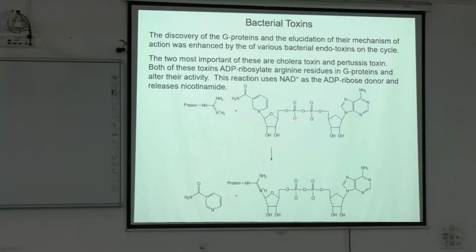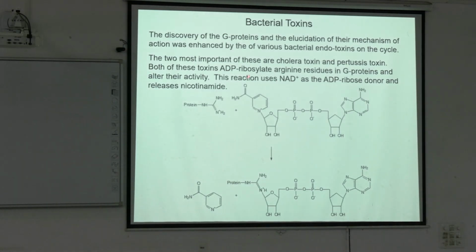Convergence, we give medicine to kill a cancer cell, it kills a hair follicular cell. Convergence. We do it for something else, something else happens. Inside the cell it is so complicated and so difficult to understand. That is why, just go through it. Adenylation. Toxins, ADP ribosylation. This step is affected. Both of these toxins ADP ribosylate arginine residues in the G protein and affect their activity. This reaction uses NAD and ADP. Each step. Bacterial toxins. Which one? Cholera toxin, pertussis toxin.